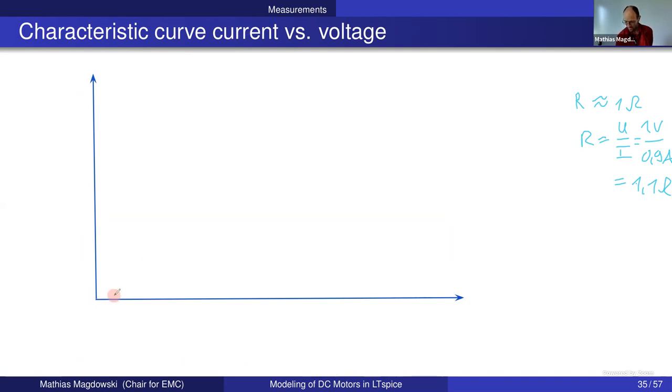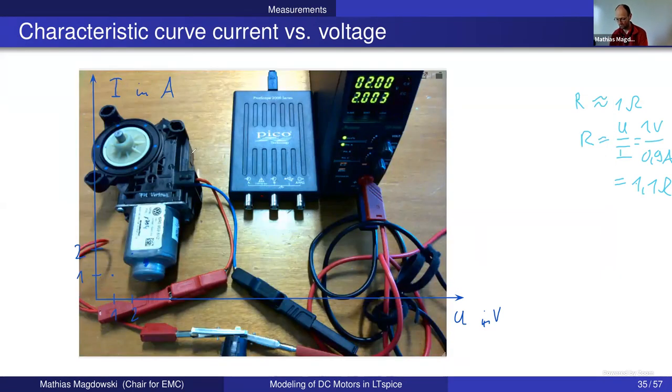And so at the moment we have 1 volt, this is U in volt, and this is the current in ampere. At the moment we have something like this here. So at one, approximately one. Okay, so then I can go up to 2 volts. Then the current approximately doubles, so I also get something like 2 ampere, quite exactly. Let me show you this also in the schematic over here.